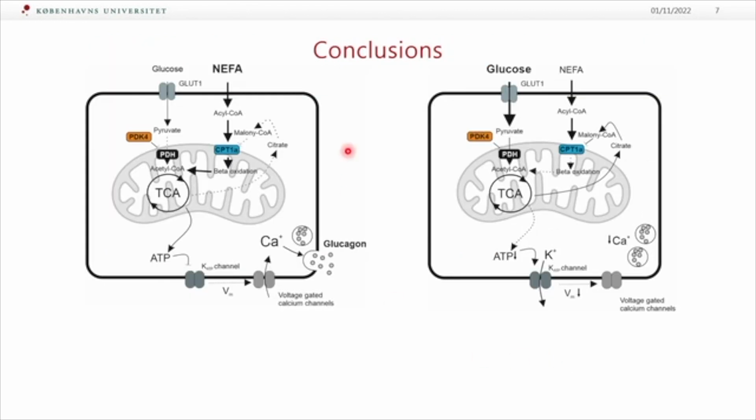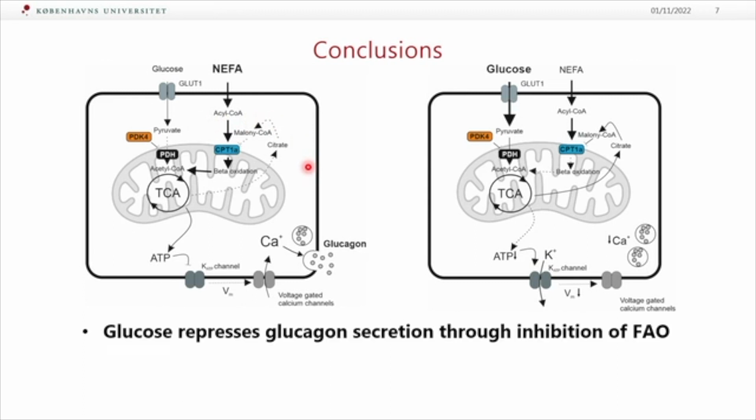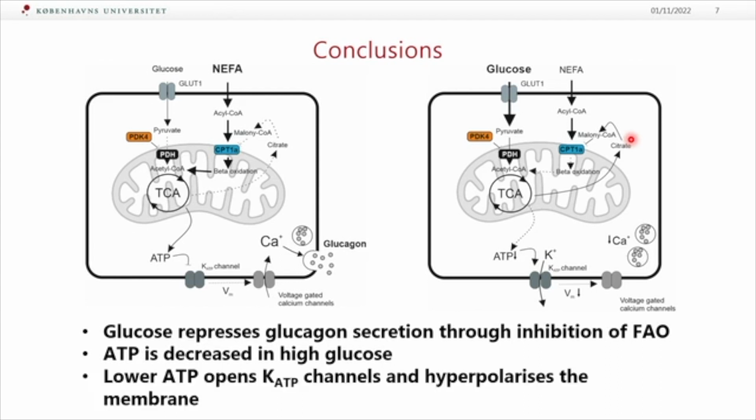So, in conclusion, we propose a new mechanism of glucose-regulated glucagon secretion, whereby in hypoglycemic conditions, alpha cells rely on oxidation of fatty acids for ATP production. And so when glucose increases, rather than having a direct effect on the alpha cells, it inhibits fatty acid oxidation and therefore lowers ATP production. And with lower ATP production, we would expect that potassium channels, the KATP channels, would open rather than close, and then potassium would flow out and hyperpolarize the membrane. And this would prevent glucagon secretion.